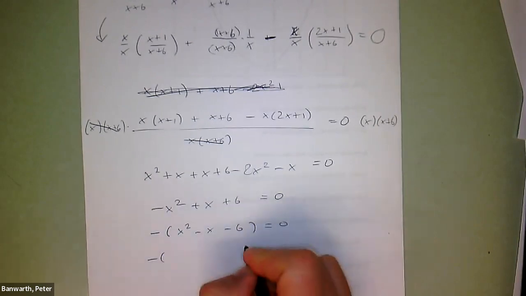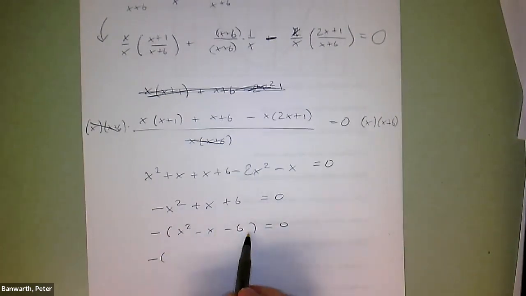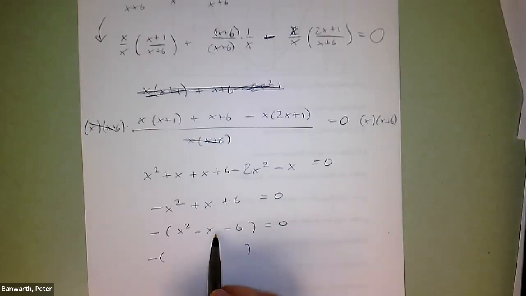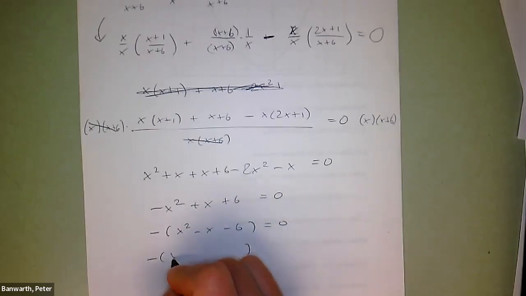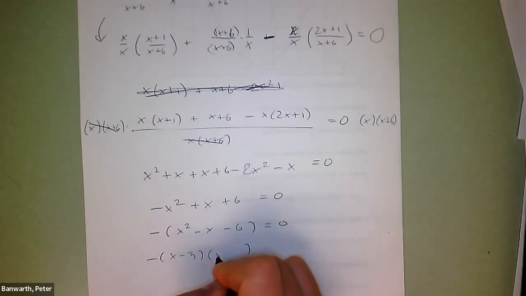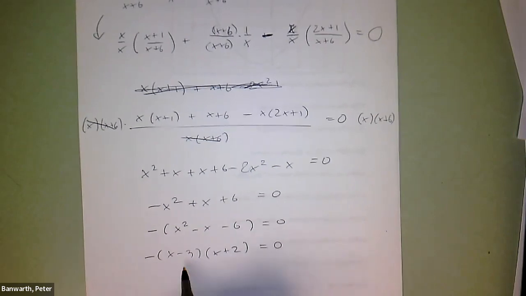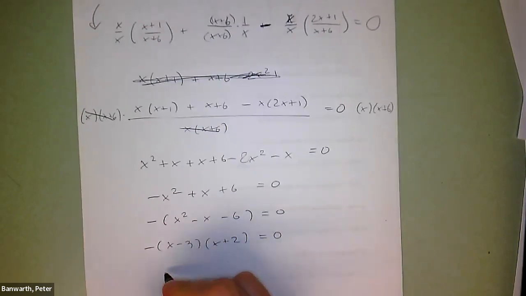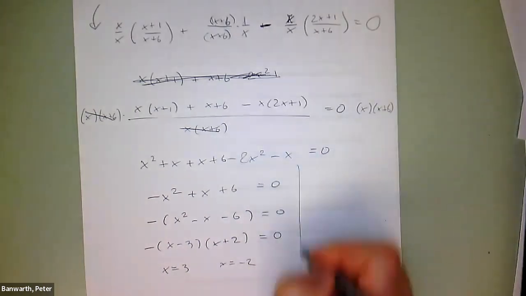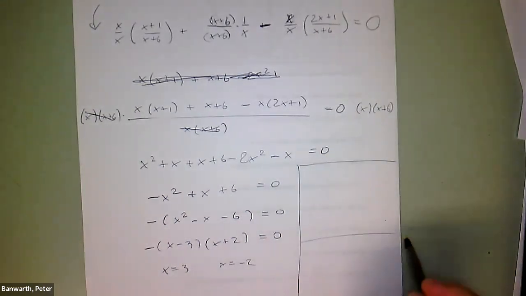And now you can look at this term, two numbers that add to negative 1 and multiply to negative 6 are x minus 3 and x plus 2. Is that right? I believe so. All right, and when you do that, you're seeing that x could equal 3 or x could equal negative 2. But we might have Loki variant solutions, so let's check them both.